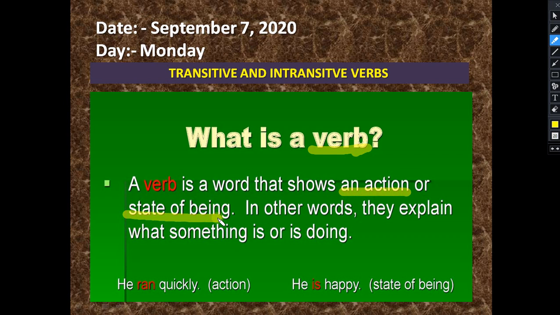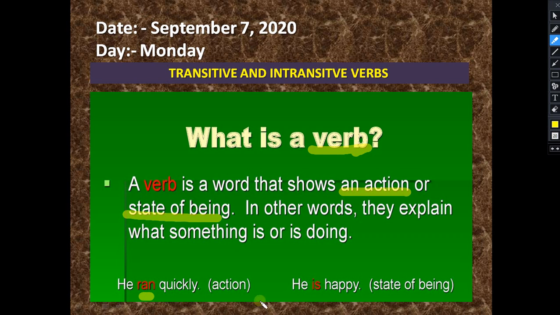Now you can see here an action. From the beginning you are understanding that all the action words are called verbs, but it's not exactly so, because in other words, there is also a state of being. Now you can see here examples. "He ran quickly." This word, ran, we can easily do the action of. By showing running, we can prove to someone that this person is running.